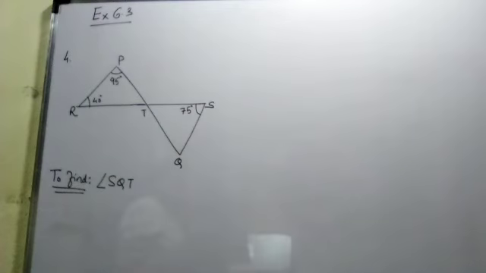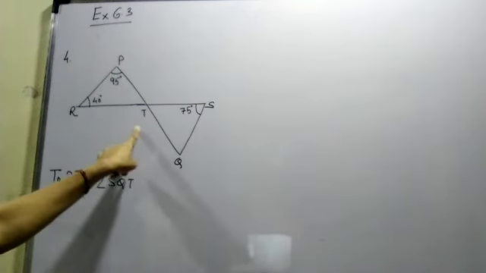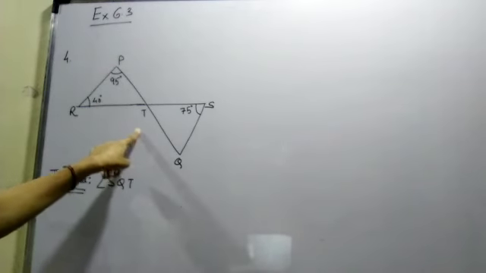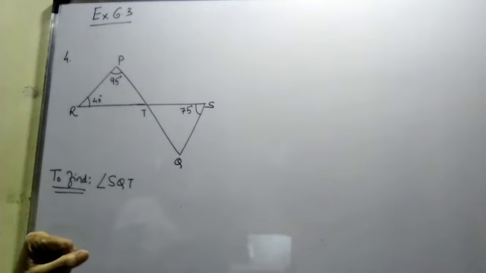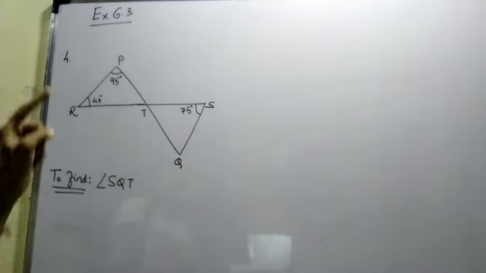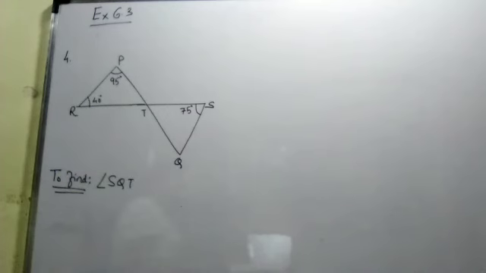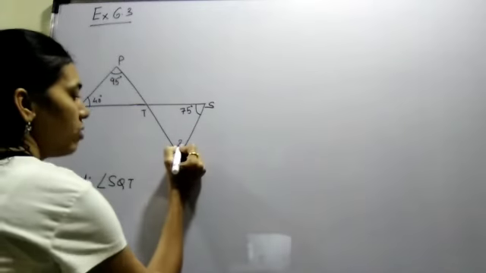Now let us discuss exercise 6.3, question number 4. In the given figure, if lines PQ and RS intersect at T such that angle PRT is 40 degree, angle RPT is 95 degree and angle TQS is equal to 75 degree, you have to find out the value of angle SQT.